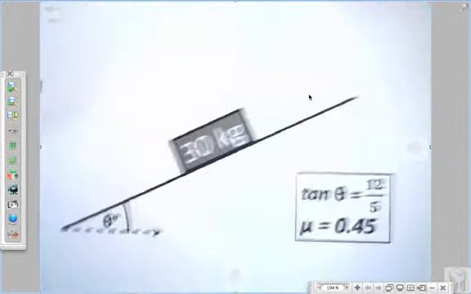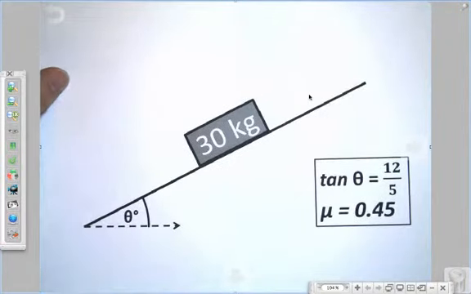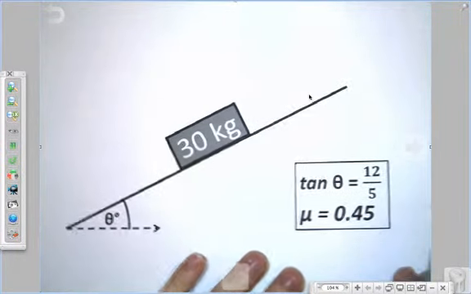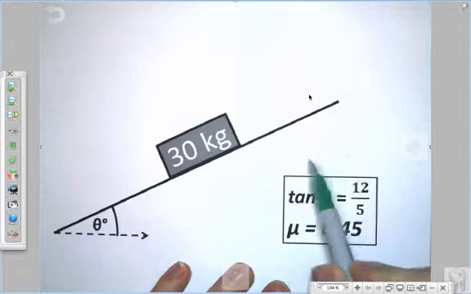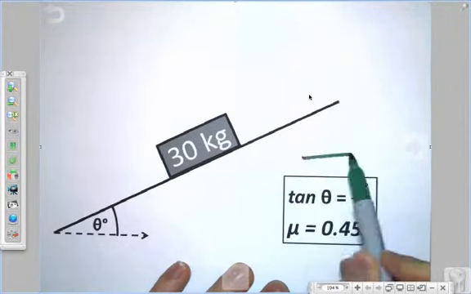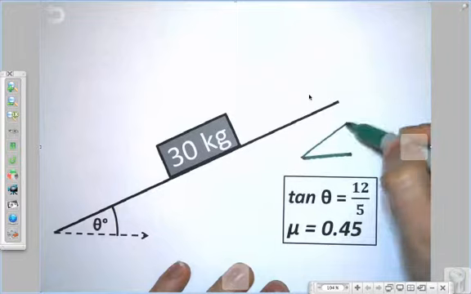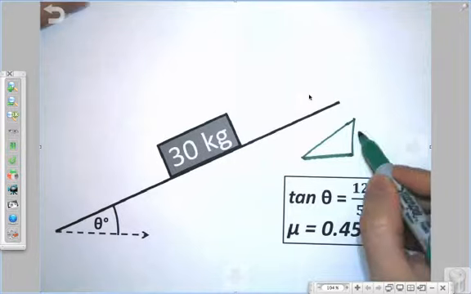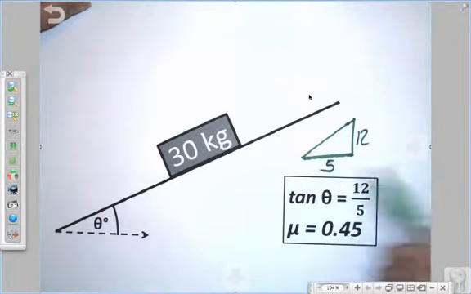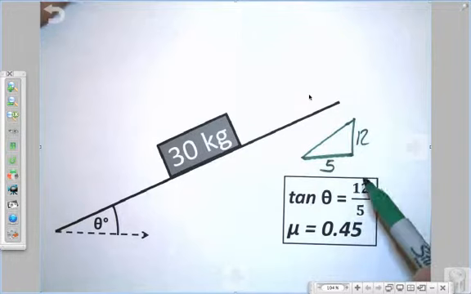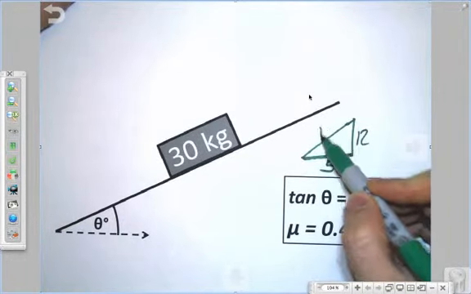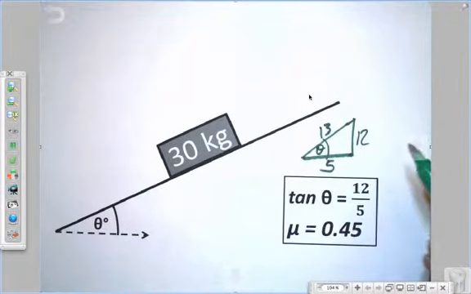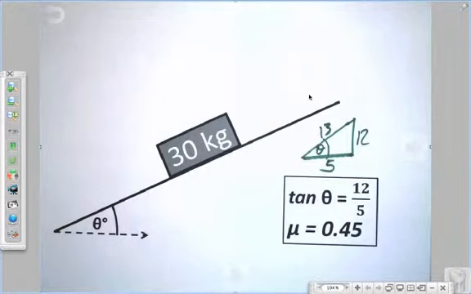Now this one, just to keep you on your toes, they've given you tan theta equals 12 over 5 again. So hopefully you can remember the first thing we said to do was draw a quick right angle triangle out. Tan theta equals, tons of acorns, opposite over adjacent. So this must be, if you know your triangles, a 5, 12, 13 triangle. It's a really good idea to learn those Pythagorean triples because they do come up quite often.